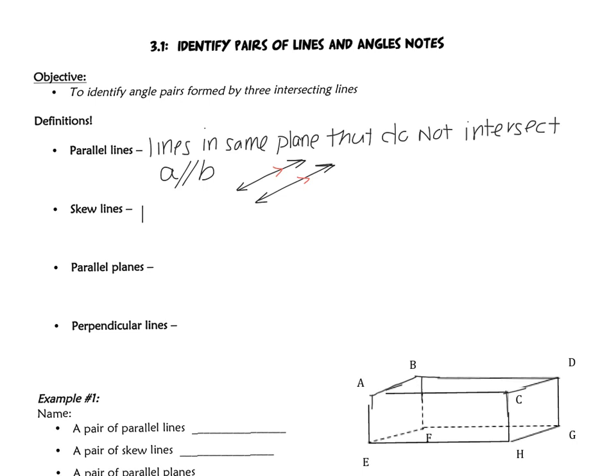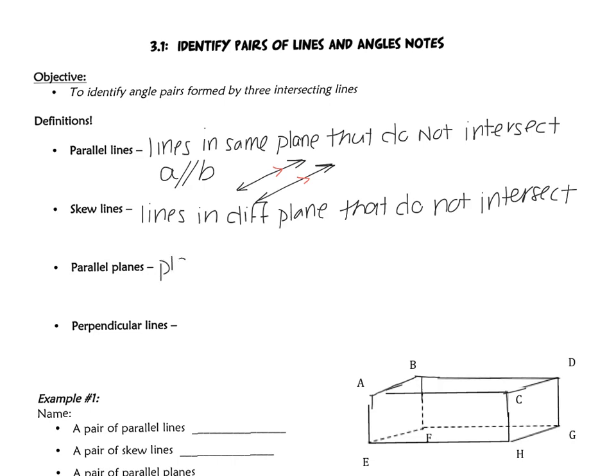Skewed lines are lines in a different plane that do not cross or intersect. It's kind of hard to show, so I will definitely show on the diagram below. Parallel planes, these are planes that do not cross or intersect.